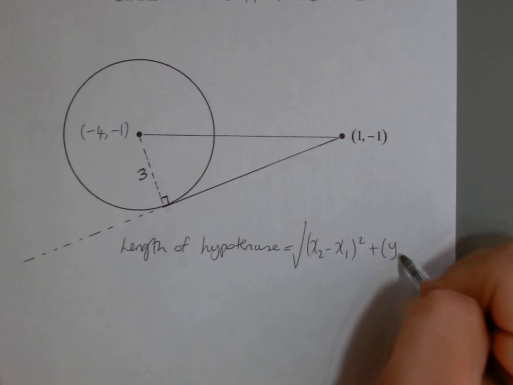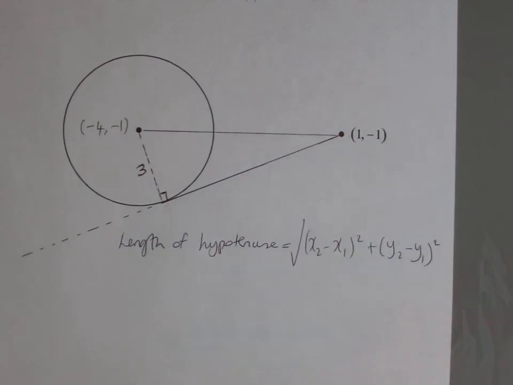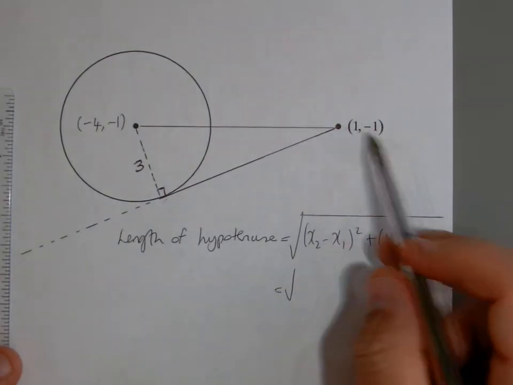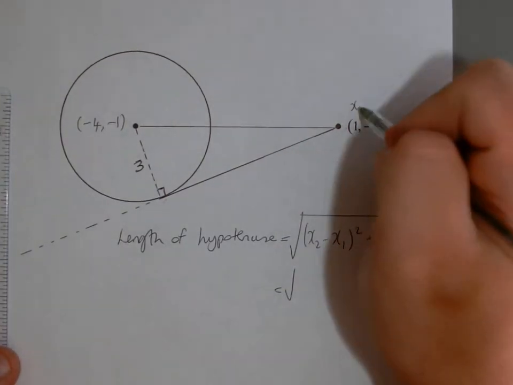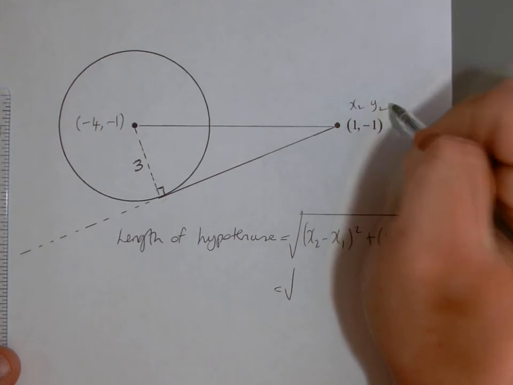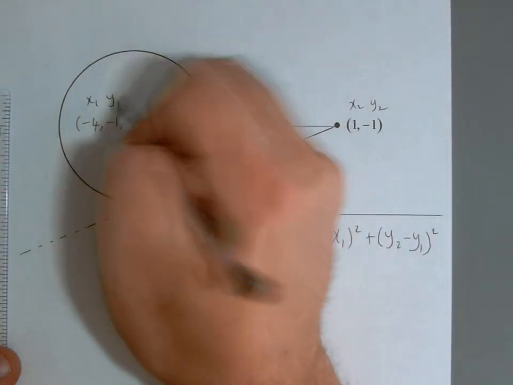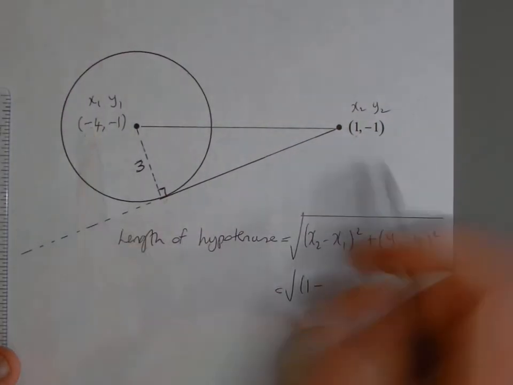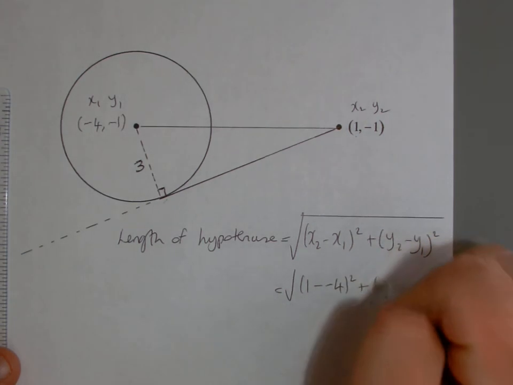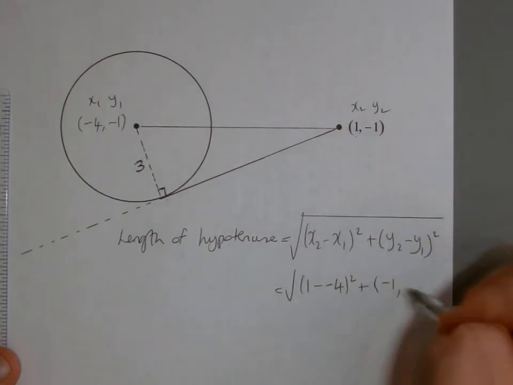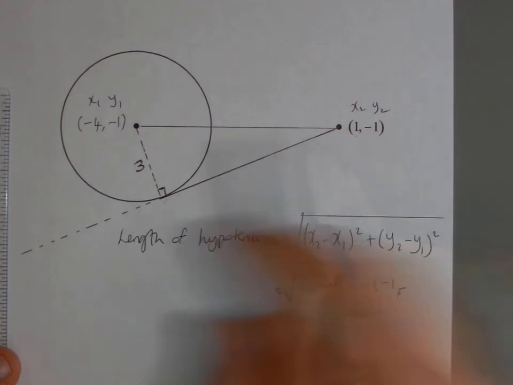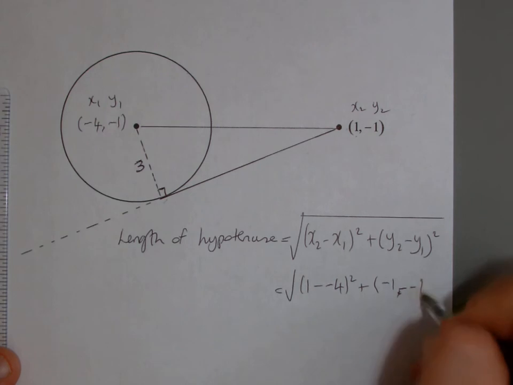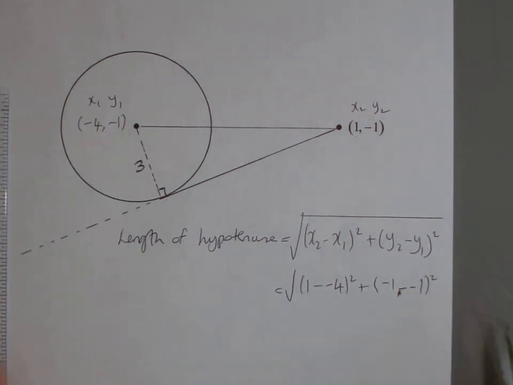Remember that formula: x2 minus x1 all squared, y2 minus y1 all squared, add them, square root them. It's your choice, maybe we'll call that our x2, y2 and that our x1, y1. So x2 will be 1, take away x1, which is negative 4. y2 will be minus 1, take away my y1, which is negative 1.